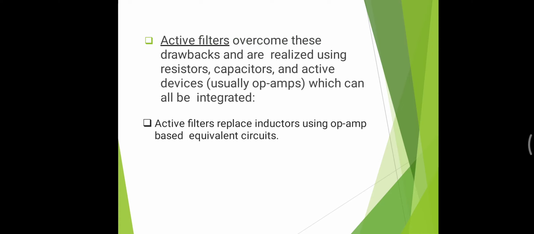Now if we see active filters, they overcome the drawbacks of passive filters. They are realized using resistance, capacitance and active devices like op amps, which can be integrated. This can be very useful in usage and utilization, so active filters replace inductors using op amps based on equivalent circuits. So they have more advantages than the passive filters.